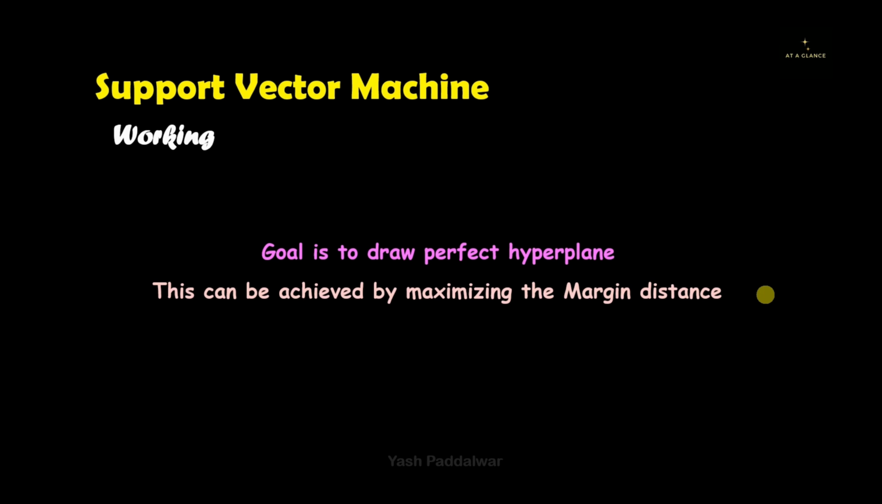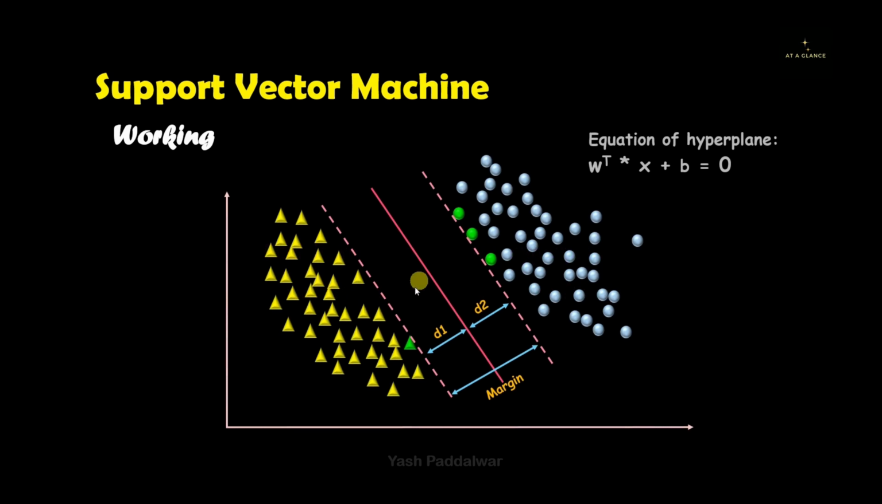So this goal of drawing the perfect hyperplane is achieved by maximizing the margin distance, and that is what the support vector machine is. It finds the best hyperplane in such a manner that the margin distance, that is the distance between both the classes' support vectors, is the maximum.